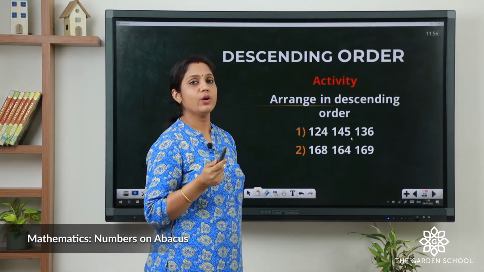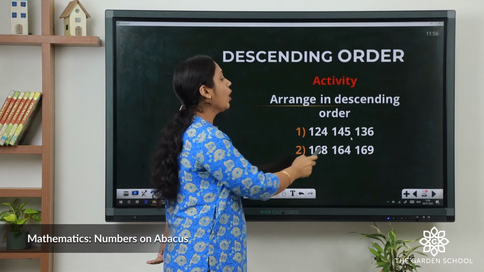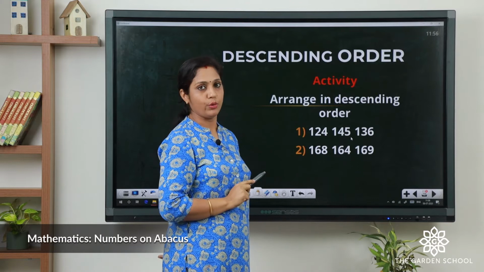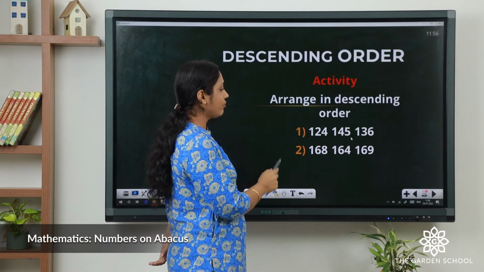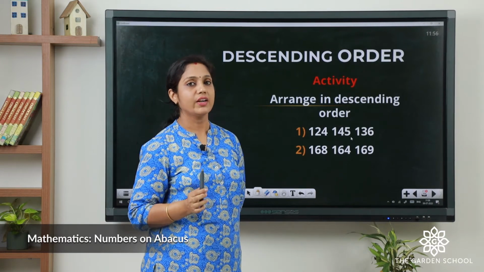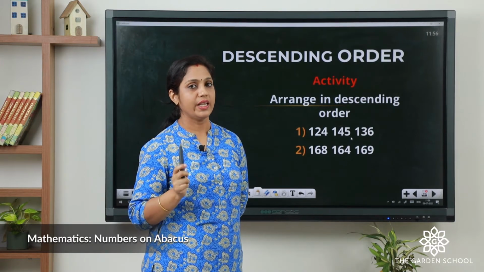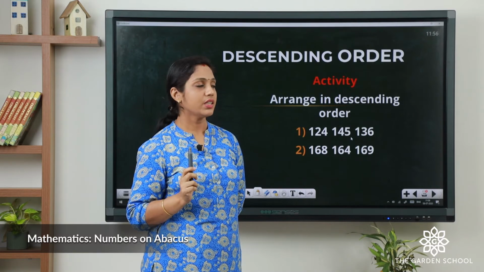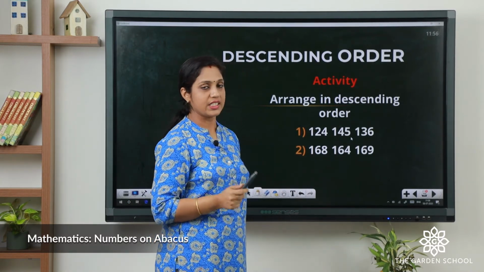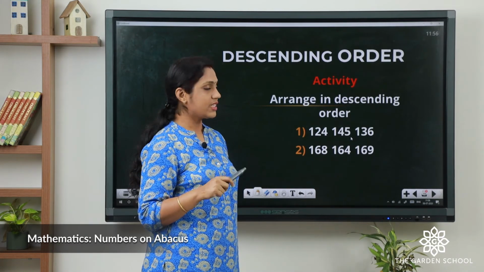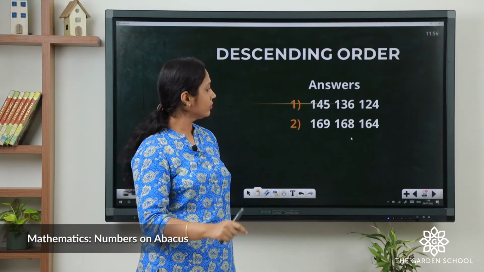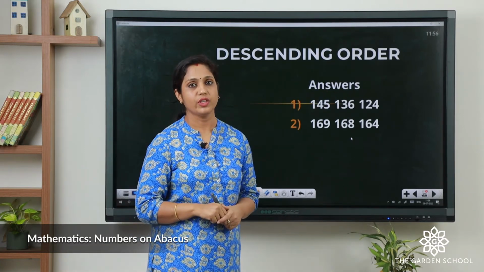Then we have to find out the next biggest number. It is 136 and then 124. Next question we have 168, 164 and 169. So find out the biggest number in this. Which is it? It is 169. So write 169 first, 168 and then 164. So these are the answers for the activity.